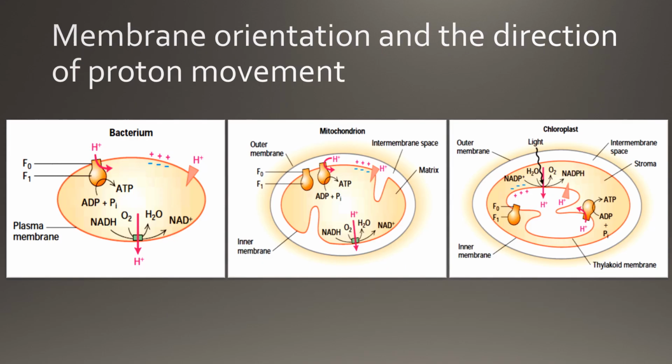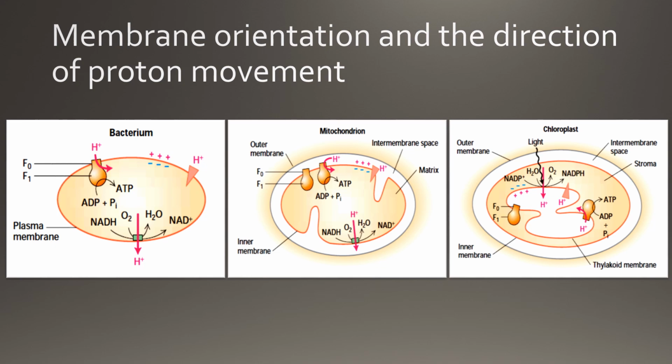Here I am showing you the membrane orientation and direction of proton movement during chemoosmotically coupled ATP synthesis in bacteria, mitochondria, and chloroplasts. The membrane surface facing a shaded area is the cytosolic phase. The surface facing an unshaded area is the exoplasmic phase. Note that the cytosolic phase of the bacterial plasma membrane, the matrix phase of the inner mitochondrial membrane, and the stromal phase of the thylakoid membrane are all equivalent.